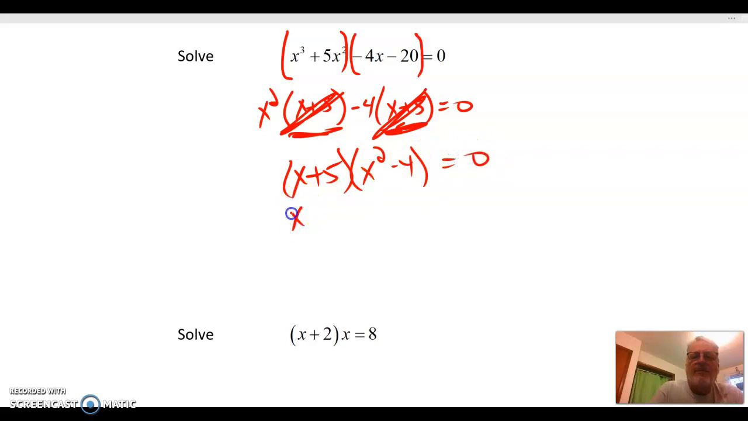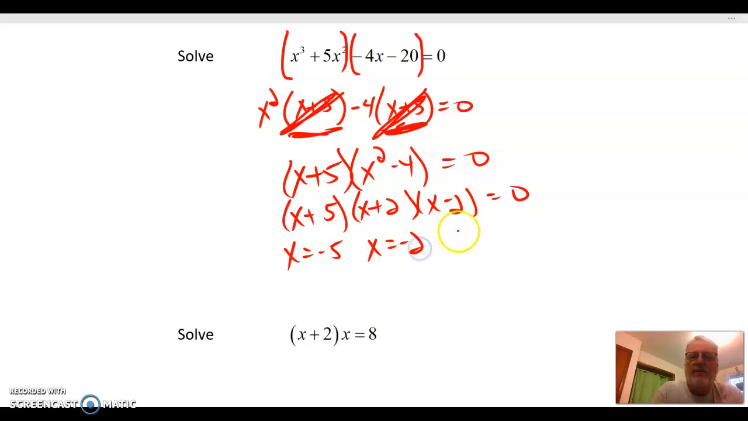Okay, the x plus 5 is not factorable, but the x squared minus 4 is a difference of squares. So that gives me an x plus 2 and x minus 2. So that means x equals negative 5, x equals negative 2, or x equals positive 2.